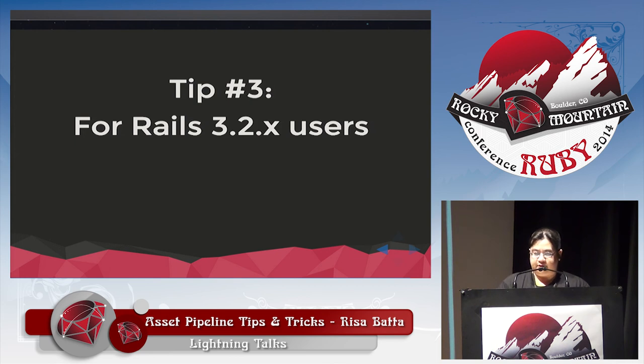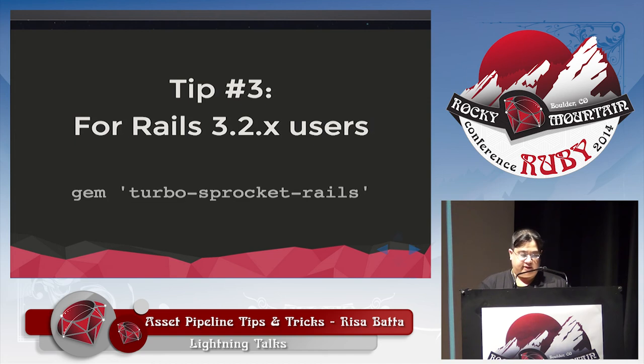And for Rails 3.2 users, this is the last tip. Basically, you want to add this gem to your Gemfile, and it speeds up your asset precompilation because it won't redo them every time you run it. The ones that have already been done are ignored. All the new ones will be run again, and it'll actually speed things up. And it's so good that it was implemented in the core of Rails 4.